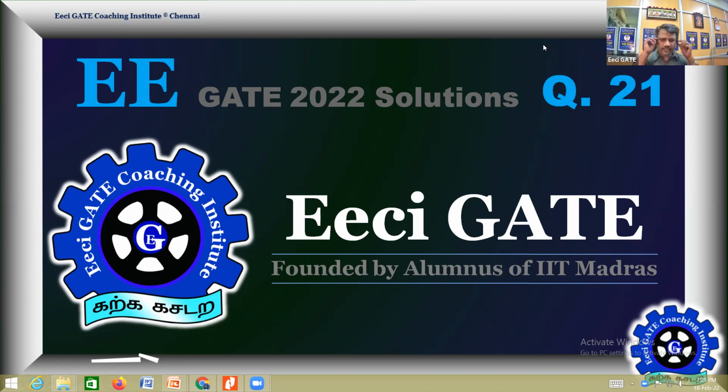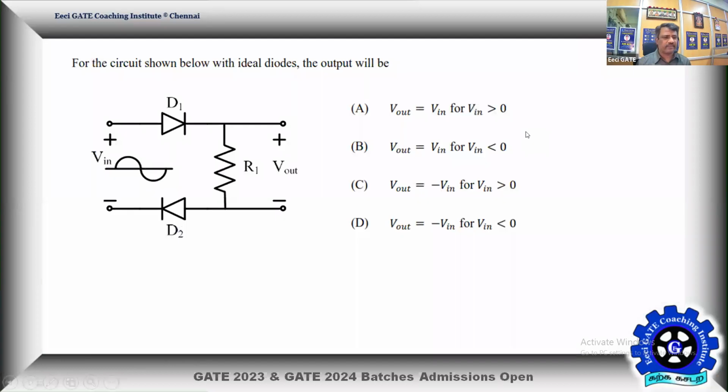So next, electrical GATE 2022 paper, problem number 21 from analog electronics. That's very simple, 1 mark. For the circuit shown below with the ideal diodes, the output will be.